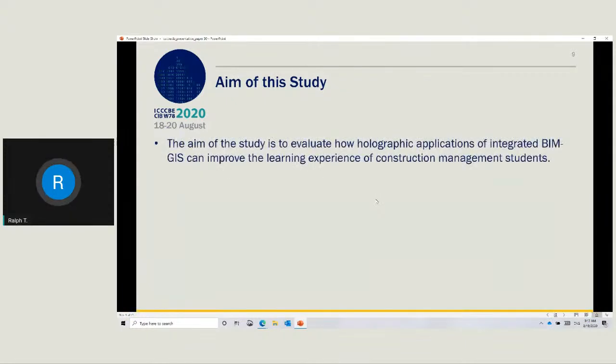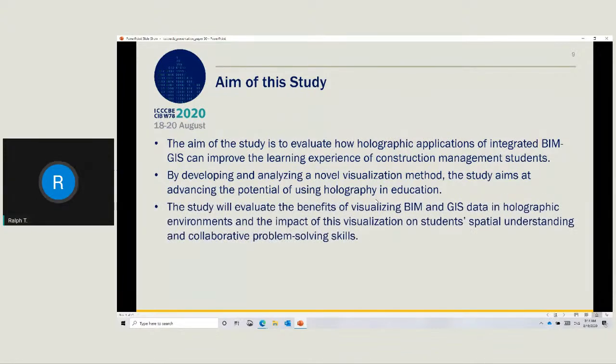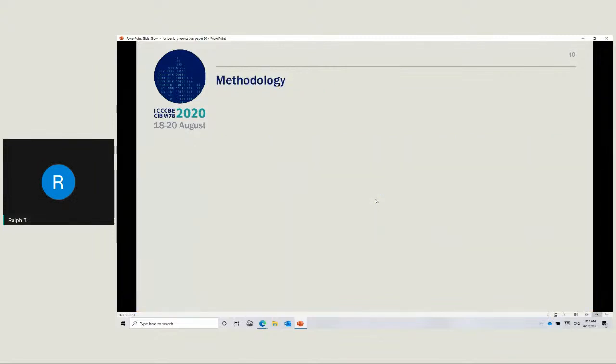So the aim of this study is to evaluate these new technologies, specifically holographic applications of integrated BIM and GIS, and study how they can improve the learning experience of construction management students. So we'll be developing a new visualization method, and then we'll be evaluating the benefits of visualizing BIM and GIS in holographic environments and its impact on the spatial understanding and collaborative problem-solving skills of students.